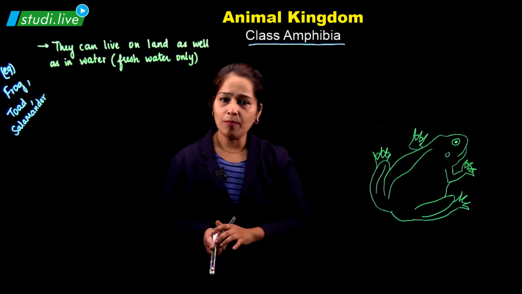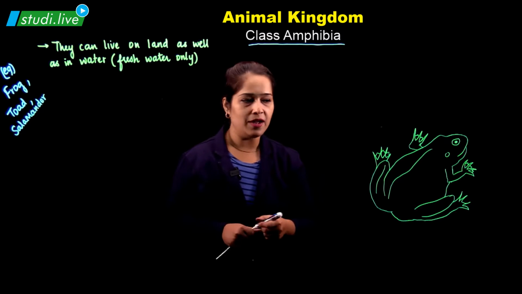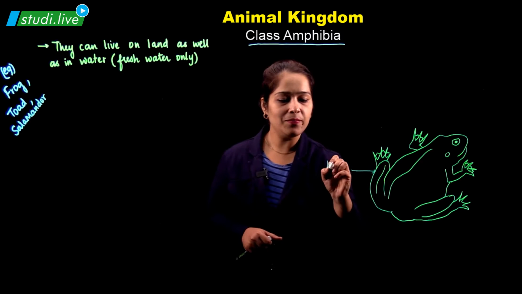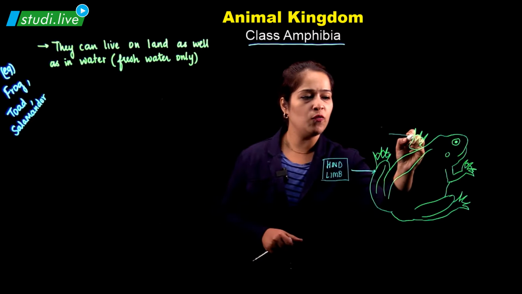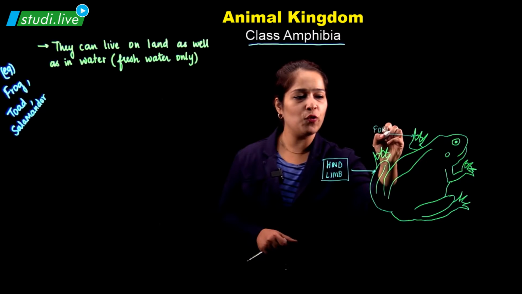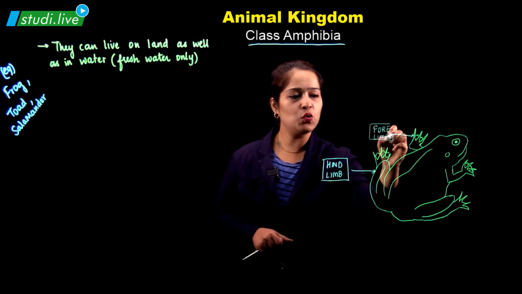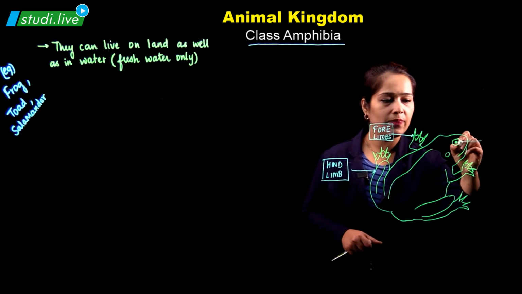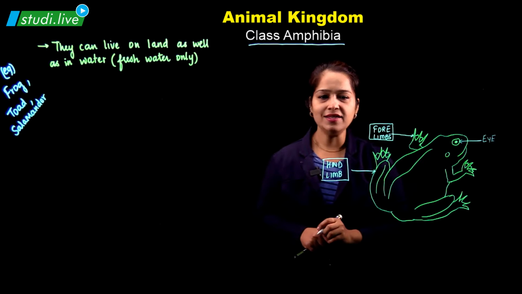Now when we see their body, we can see that they have two pairs of limbs. Over here, this is called the hind limb. They have two hind limbs and two forelimbs. This is the eye. And you can see the tail is absent.